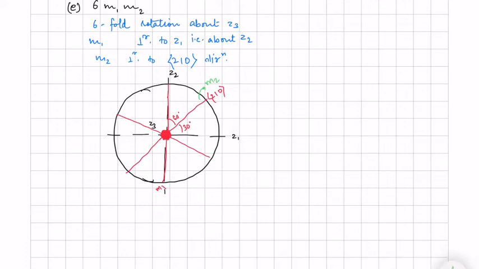This is mirror 2. This is mirror, sorry, perpendicular to this one should be a mirror. So here is the mirror. So this is 60. So perpendicular to this will be here. So this is mirror 2. So applying 60 degrees rotation, 6 fold rotation to this, we get this as a mirror 2, then this as mirror 2, wherein this is M1, M1, M1, M1, and M1.